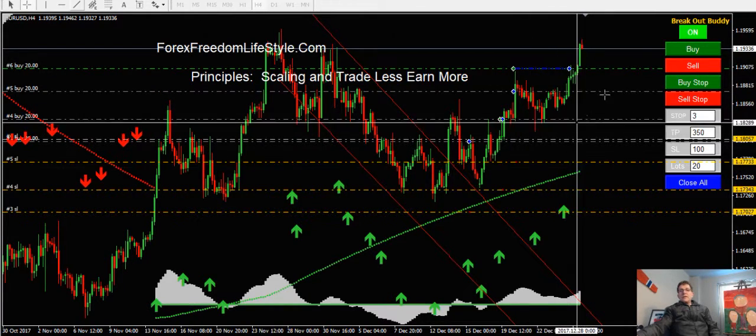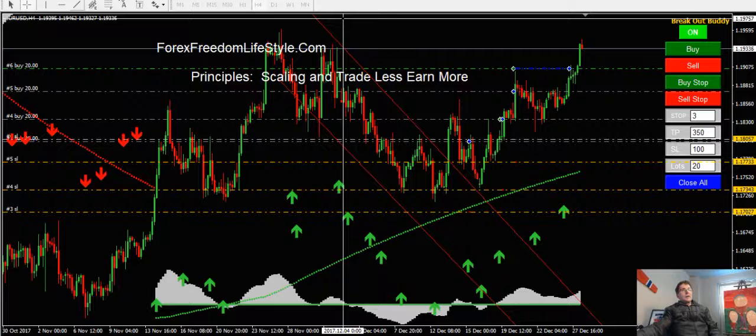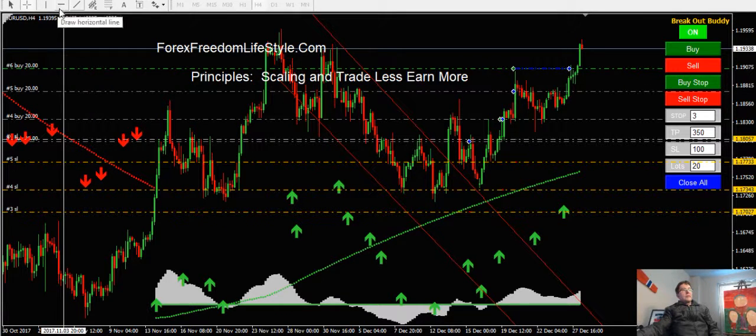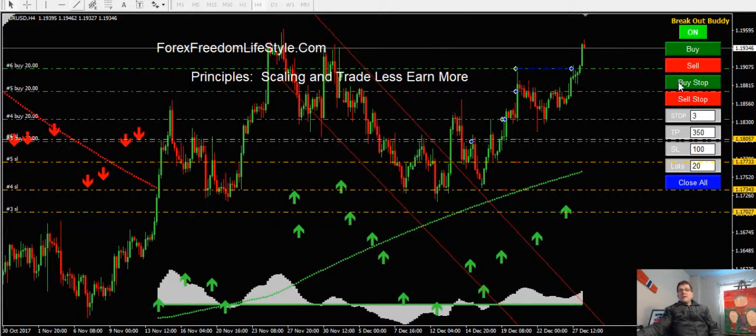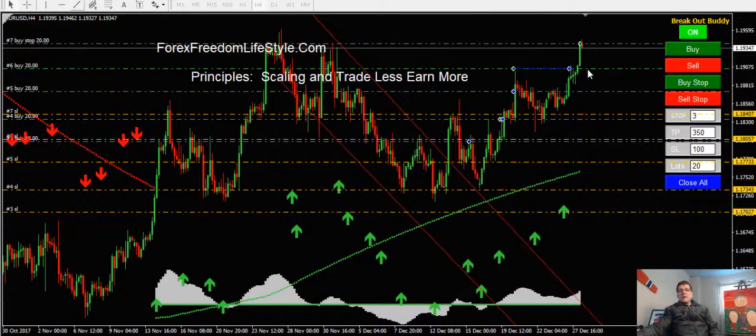We have 4 trades on, and we're going to place another one on. I'm going to scale in with another trade. We're going to do another buy stop right there. Currently have on 4, and we're adding another one. Just pulling back there a little bit. We had a nice move up here.